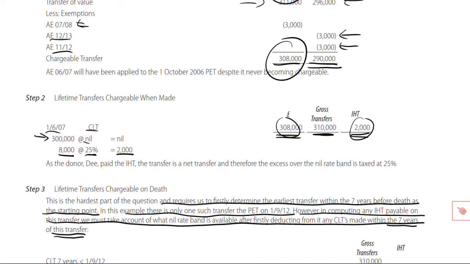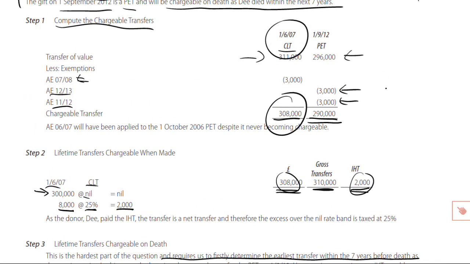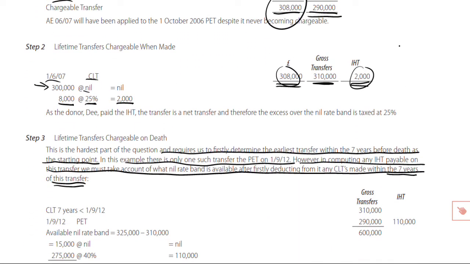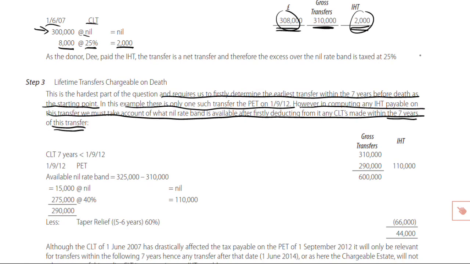And we know that within the 7 years of that PET, dated September 12, that would take you potentially as far back as September 05. Well, June 07, there was the CLT. Only because it is a CLT is it now deemed to have used an amount of the nil rate band. So, how do we then do this computation? The lifetime transfers chargeable on death. 2 columns, gross transfers and tax.